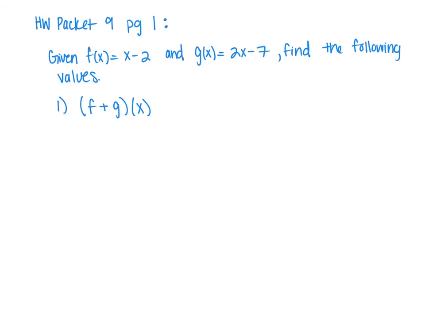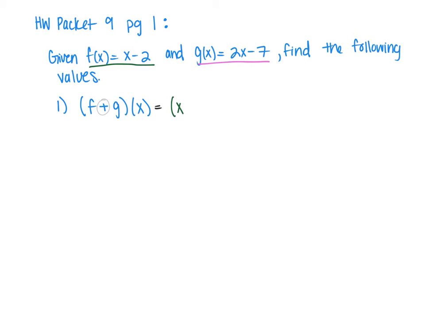All right, so in this problem here, this is page 1 again on packet 9. So they give us the 2 functions. How about I go ahead and color code them? So this one is my f function, this one's my green function. And you can see in part 1, or problem number 1, it wants me to take f and add it to g. So since I'm adding here, I want to grab my function f.